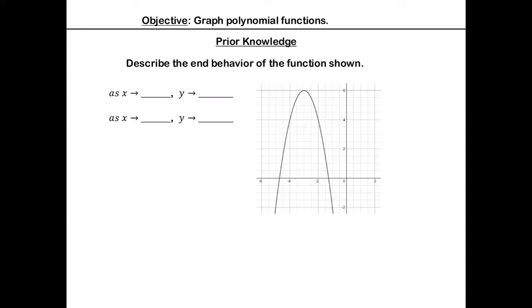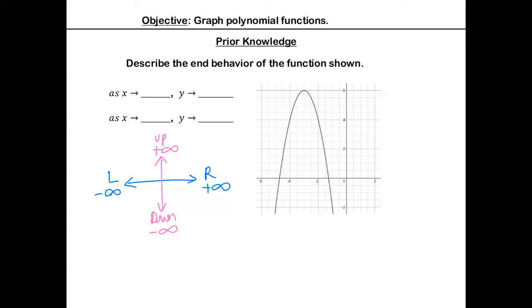All right, so for prior knowledge, you are supposed to describe the end behavior of the function shown. As a reminder, when we did this, the left and the right side go with the x-axis. So the left side goes to negative infinity, the right side goes to positive infinity. And then your y-axis tells you if it's up or down. If it's going upwards, it's positive infinity, and going down is negative infinity, okay?